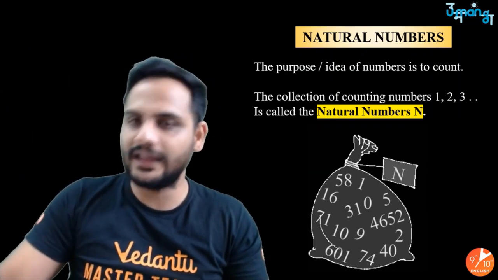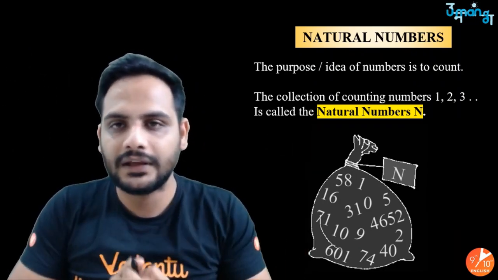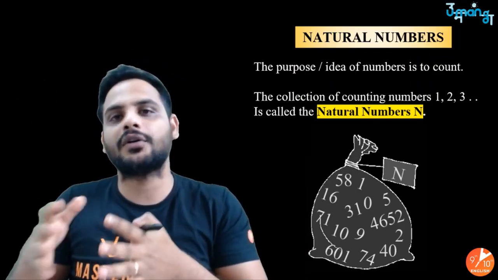Correct. How many phones do I have? I have 1 phone. How many pens? I have 1, 2, 3, 4, 5. 5 pens over here. Correct. So these are natural numbers because they are used for counting.